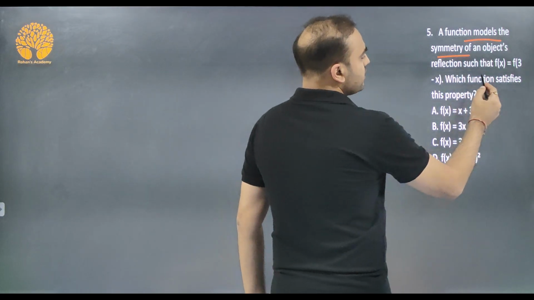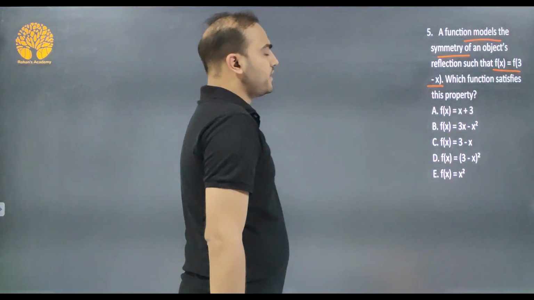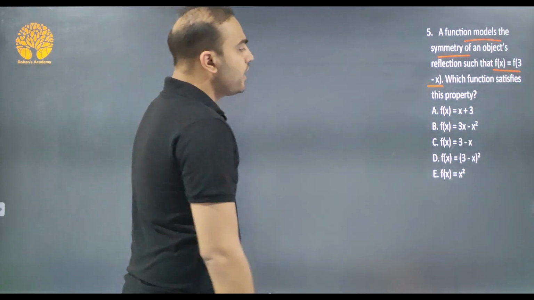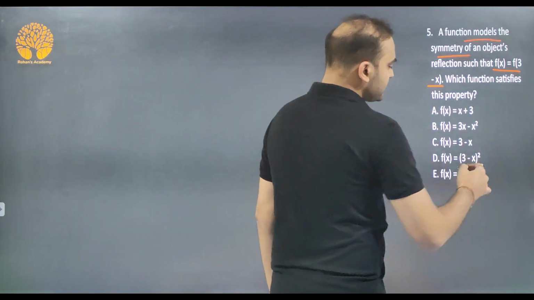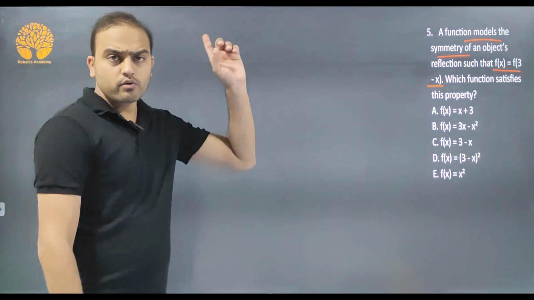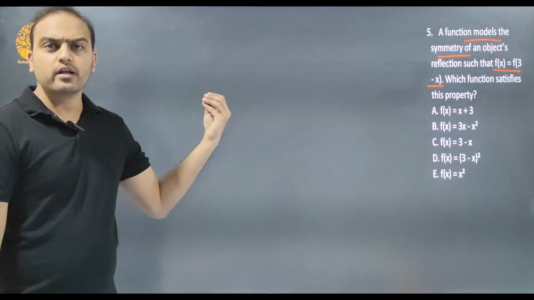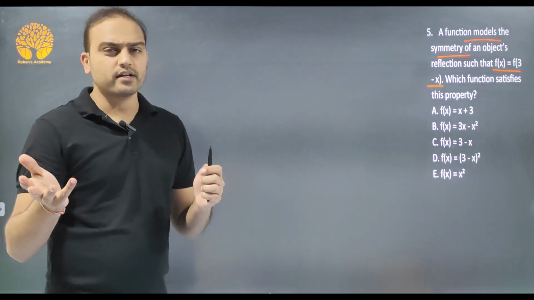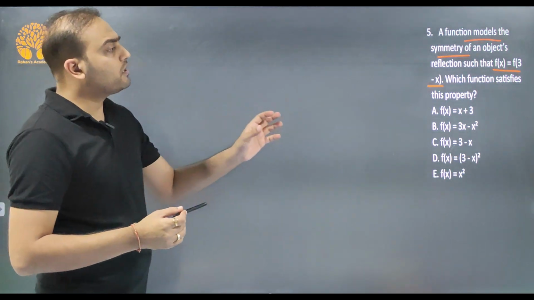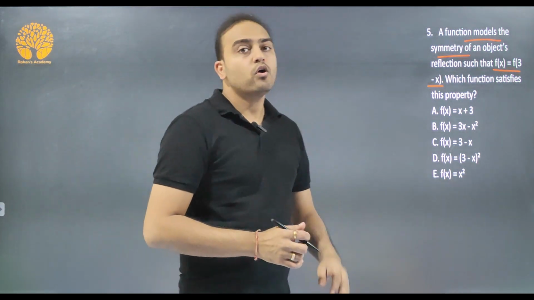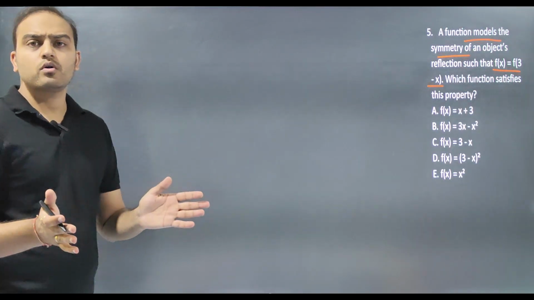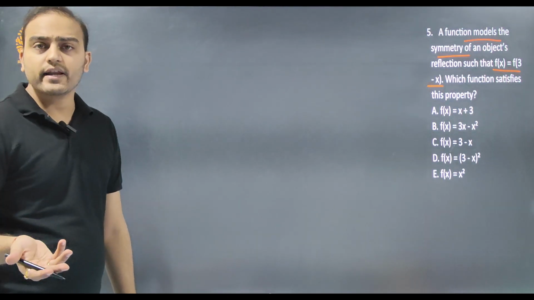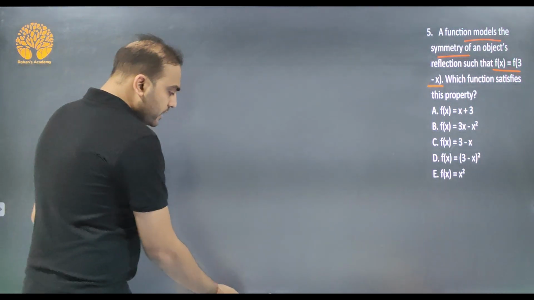The function models the symmetry. So f of x is f of 3 minus x, right? It's given to us that f of x is f of 3 minus x, and again which of the options will satisfy this. So see, it looks similar to a question we did a little while ago. But here they have given us a function. Does that make the question difficult? No, right? Whenever a function is given, I can simply plug in values.